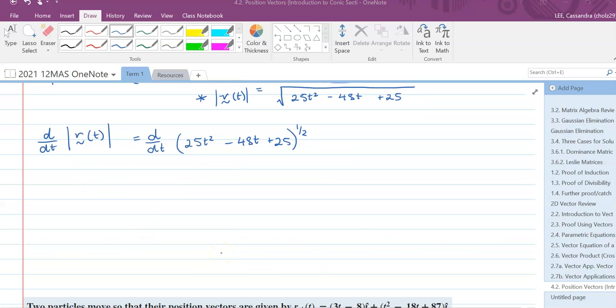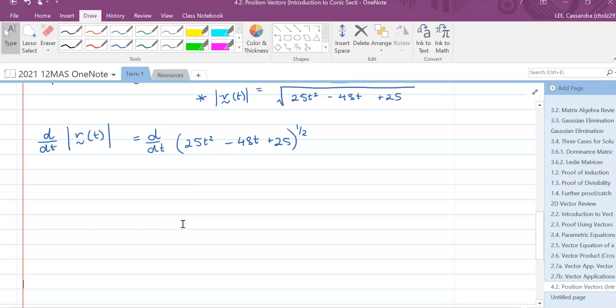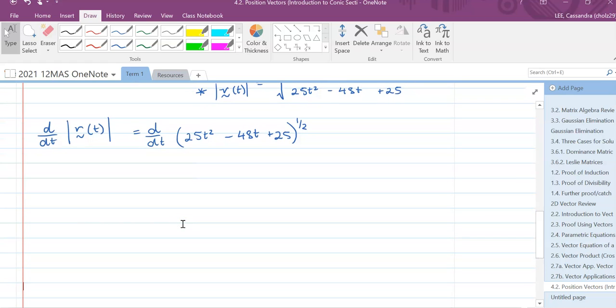Just giving myself a bit more space here. So what we're going to do is use the chain rule in order to find the derivative. Just as a reminder, when we're using the chain rule, I'm going to find the derivative of the inside function and multiply that by the derivative of the outside function. So let's simplify this a little bit.